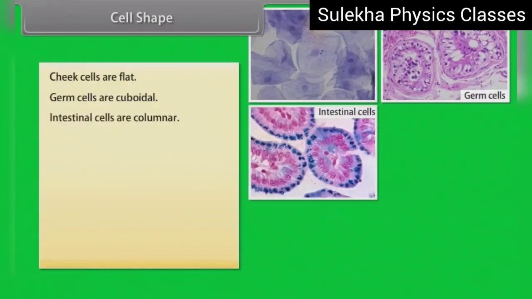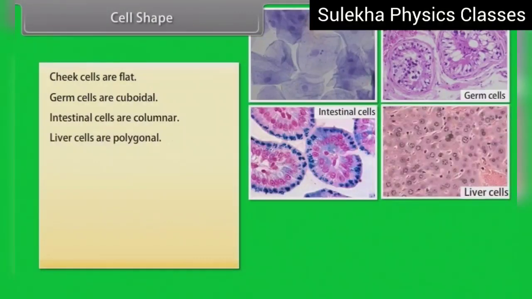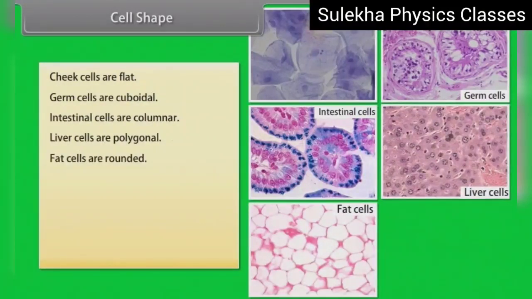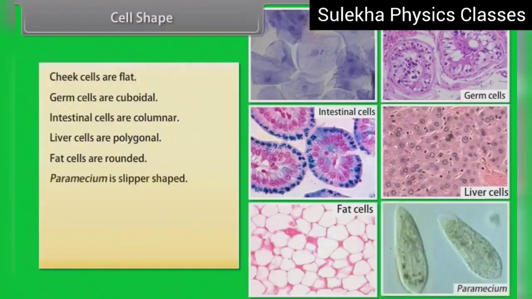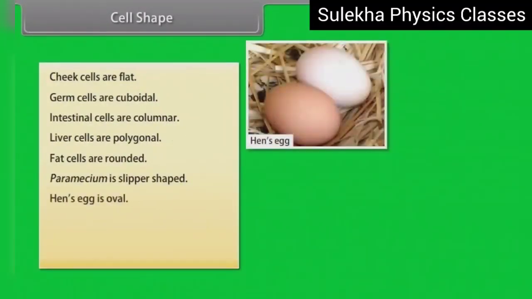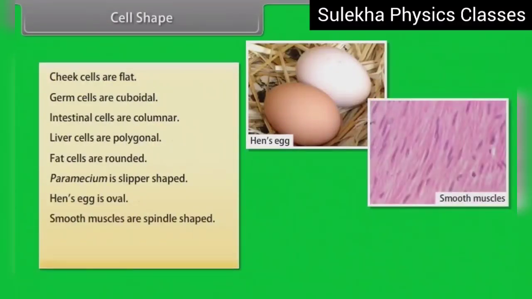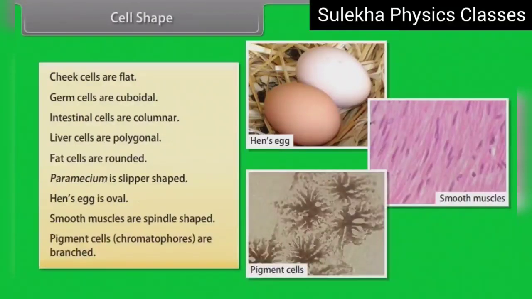Intestinal cells are columnar. Liver cells are polygonal. Fat cells are rounded. Paramecium is slipper-shaped. Hen's egg is oval. Smooth muscles are spindle-shaped. Pigment cells, that is, chromatophores, are branched.